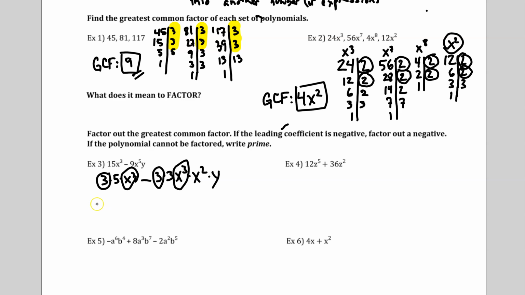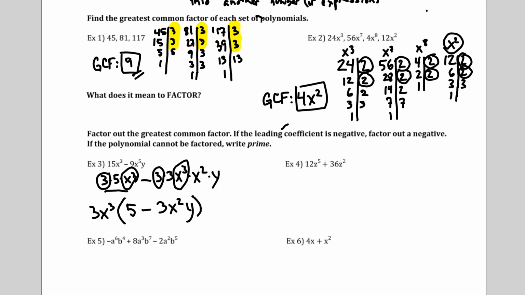And so I write 3 times x cubed. That's the greatest common factor that we factored out. Then I put parentheses here, and I say what is left in this first term. 5. So I put a 5 here. Minus what's left on the second term: 3x squared y. So I put 3x squared y. And that's what this thing looks like when it's factored.